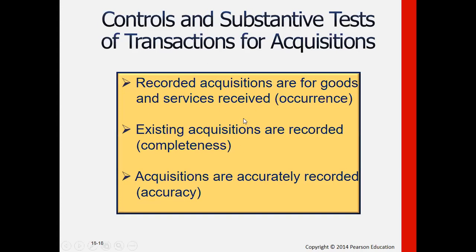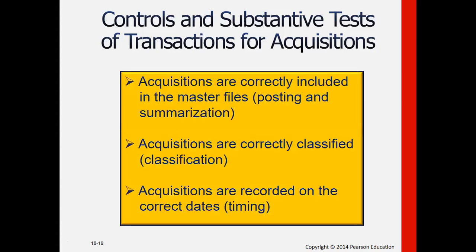Then here are controls and substantive tests of transactions for acquisitions with respect to management assertions like occurrence, completeness, and accuracy. So in occurrence, we have to make sure that the recorded transactions actually existed because they are related to the goods and services received. While all acquisitions or transactions that existed should be recorded, that's completeness. And the amount should be accurate, or the values presented on the financial statements and disclosed in the notes should be accurate. Also, they should be properly included, posted in the ledger, and summarized on trial balance all throughout the accounting process. Classification in terms of the accounting elements and whether they are short-term or long-term or current or non-current.